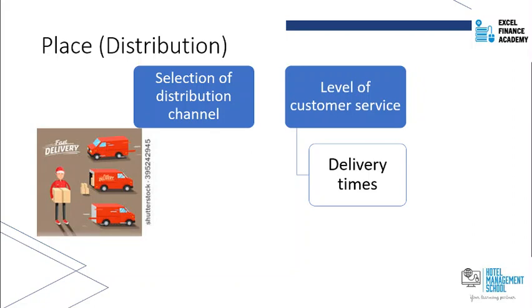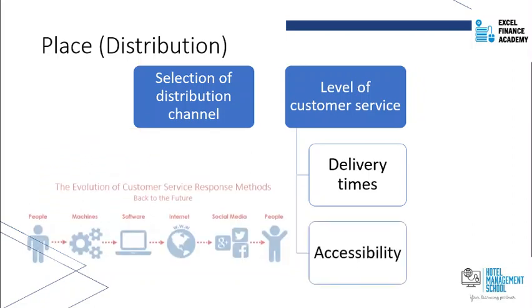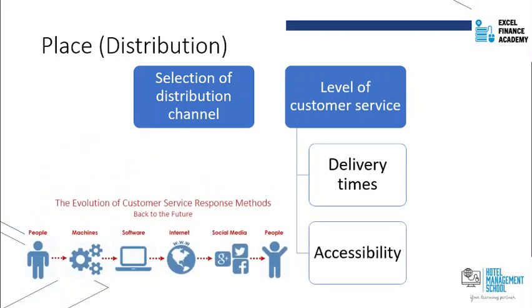You can do home delivery, right? Then accessibility of the people, how the customers are accessing your service. It used to be service centers like this, from people to machine to software, went on the internet, now it's cloud, right? Then social media selling, and now it comes back to people. So the future is coming back to the people again.